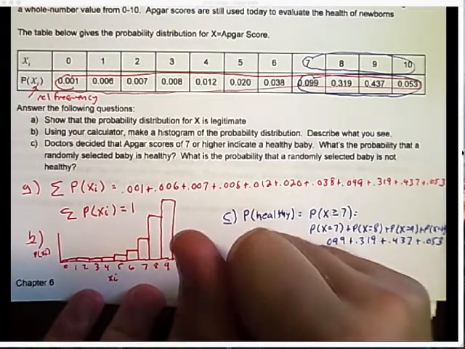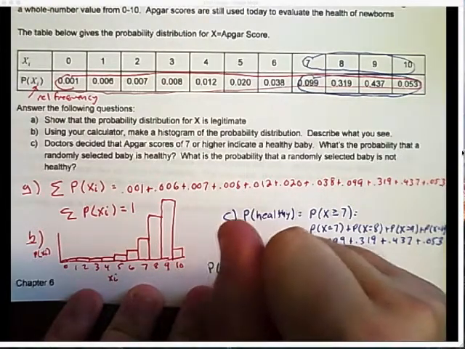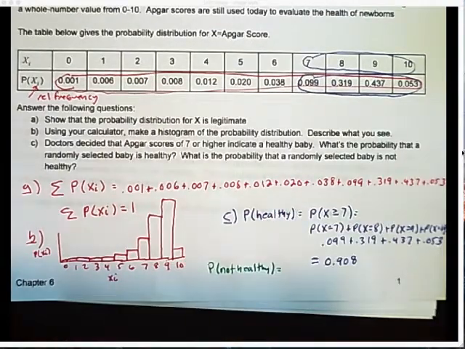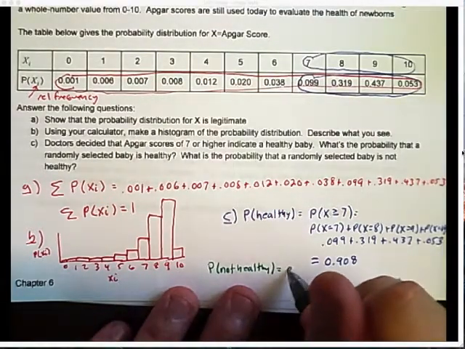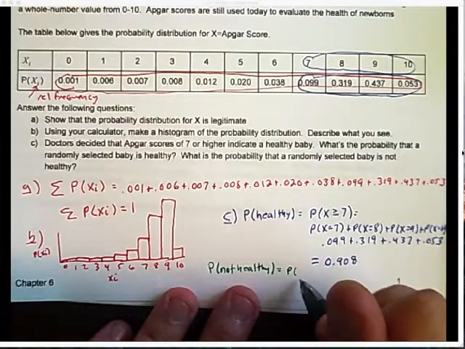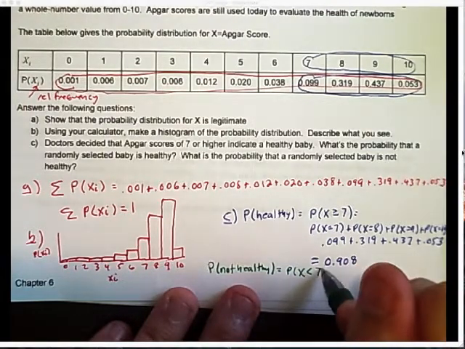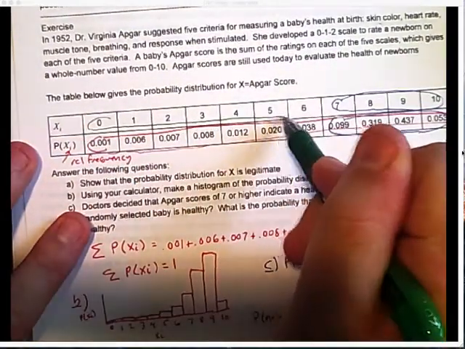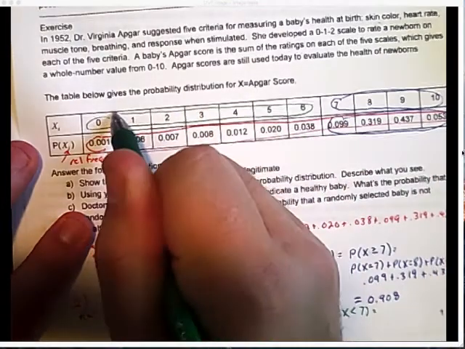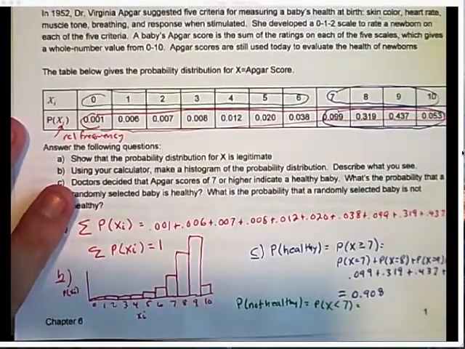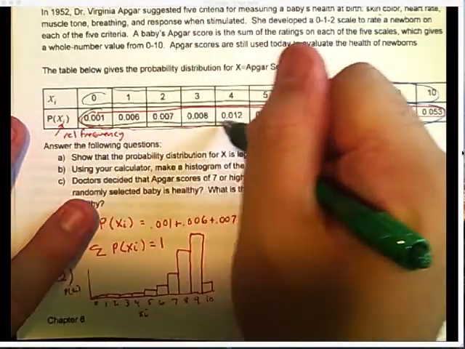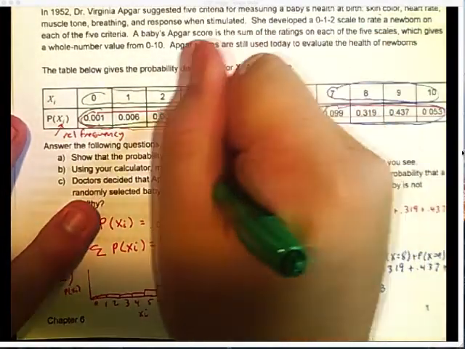The next part of the question says, what's the probability that it's not healthy? So one way to do that, not healthy, would mean less than 7. So what are the numbers that are less than 7? Well, they're all of these numbers. So the probabilities would be, I would have to add these numbers here.